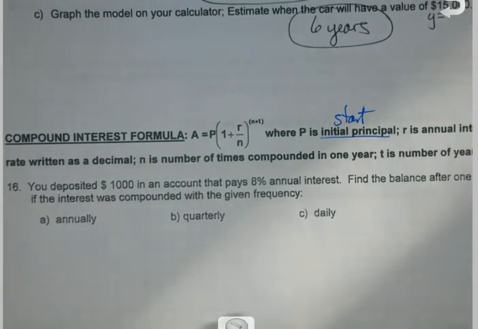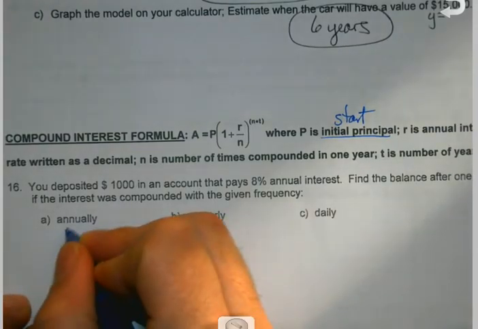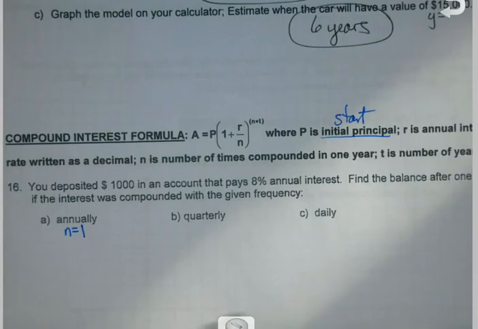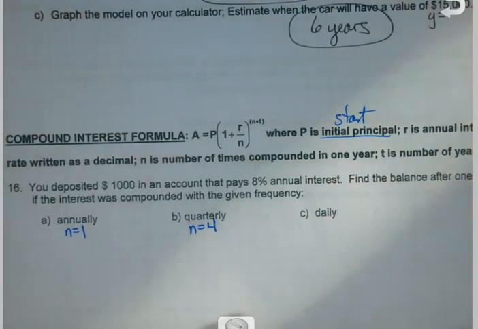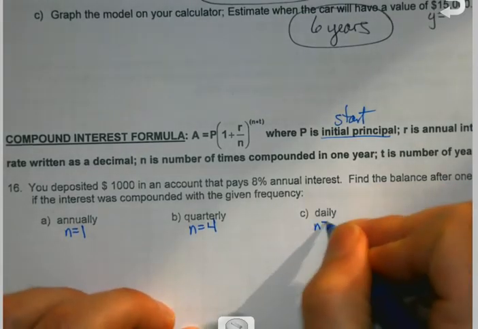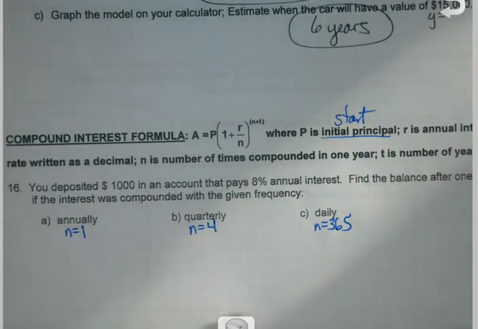R is still interest, it's still as a decimal, so that hasn't changed. Here's the new one. N is the number of times compounded in 1 year. In other words, if I give you a word like annually, well, annually happens once a year. That's the definition of annual. If it happens quarterly, how many times does something happen in a year if it happens quarterly? 4. So my N value in that case would be 4. If it happens daily, how many times does daily happen in a year? 365. And again, we can use things like weekly or monthly or whatever.